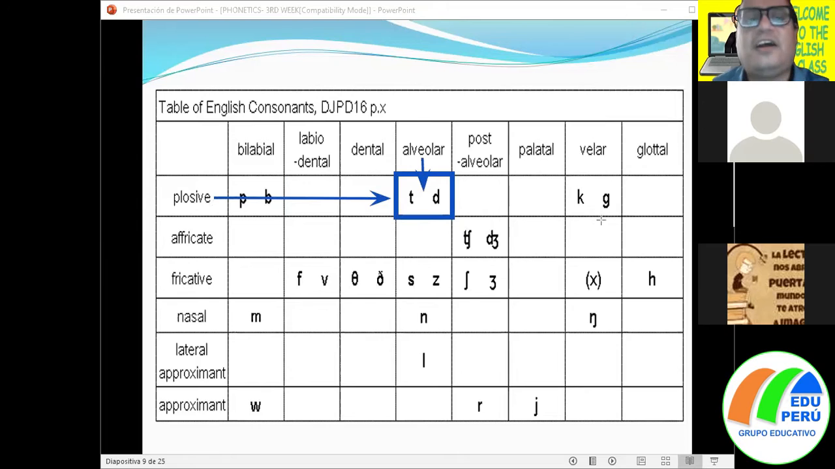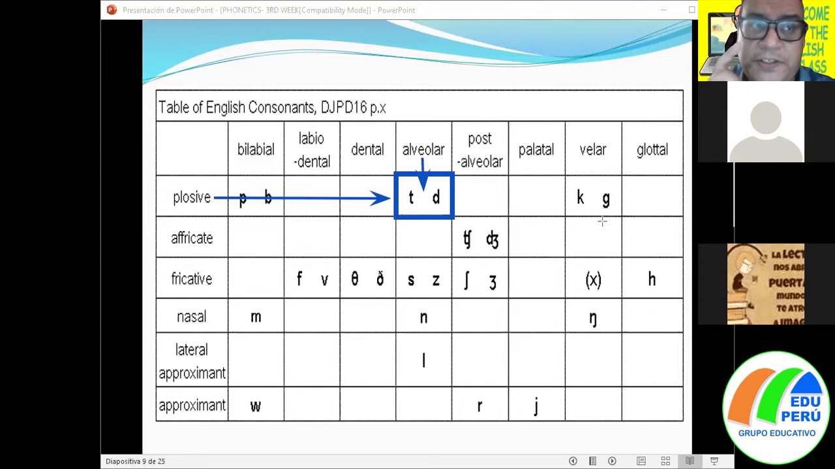These sounds are alveolar. Plosive, alveolar. The other ones, pa and ba, are plosive, bilabial. Here, these are plosive, alveolar. Why? Because we're going to use the tongue to the alveolar ridge to produce these two sounds. T, da, t, da. Please don't get confused.